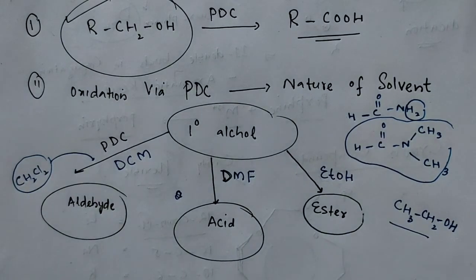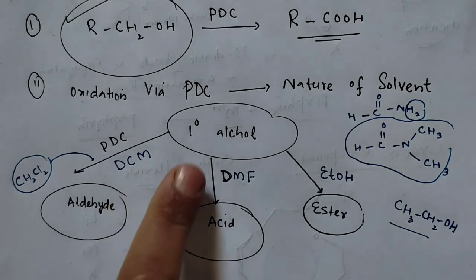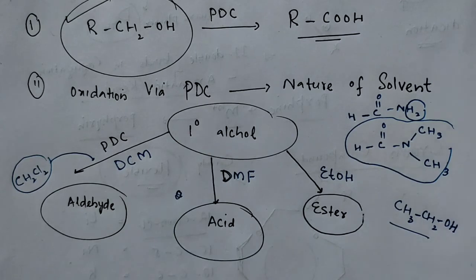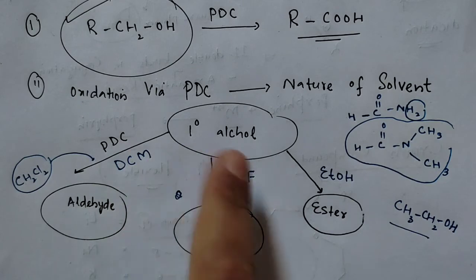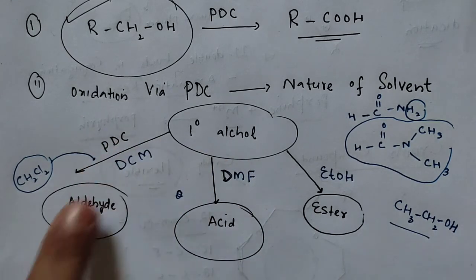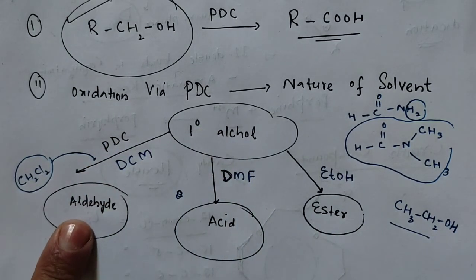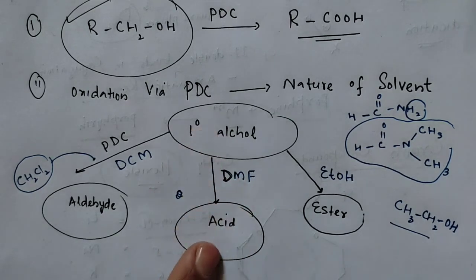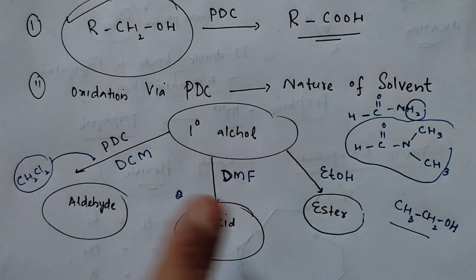This is the important thing to remember when we talk about organic transformations, where the substrate given has to be converted to a product. So it does the oxidation of alcohols, for example a primary alcohol here, and the tendency to oxidize depends on the nature of the solvent used. If you use this reagent in the presence of dichloromethane, you will convert 1 degree alcohols to aldehydes. In the presence of dimethyl formamide, you will get acids. In the presence of ethanol, you will get ester.